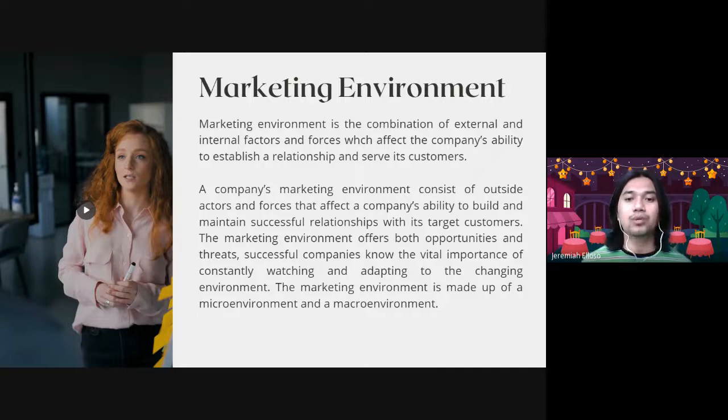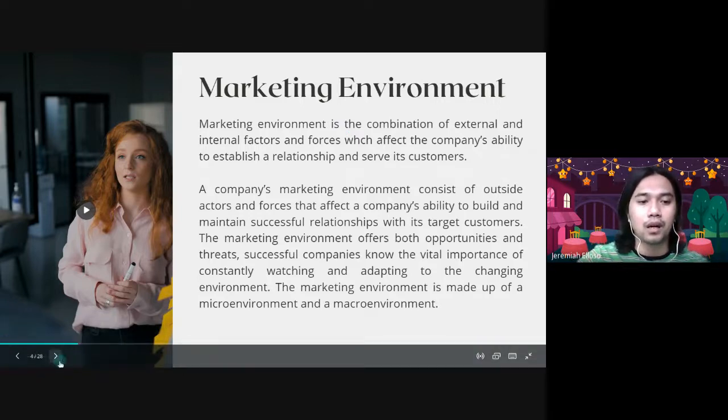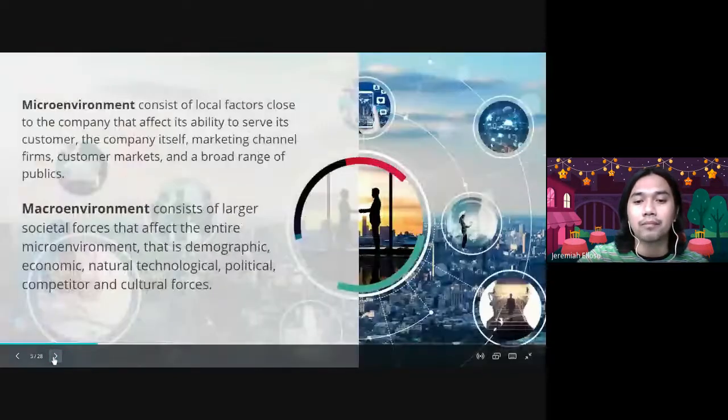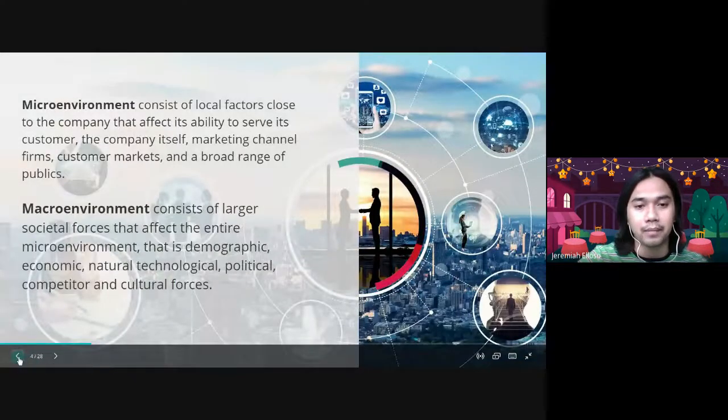adapt to these changes. We see how the environment before is different from the environment now. We also see how businesses are able to adapt to the changing landscape, the changing environment. Because if you're not going to adapt to these changes, you will be left behind. And so, since we are aware of the marketing environment, let's get into the details of the difference of micro environment and macro environment.